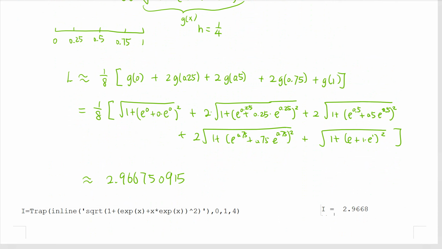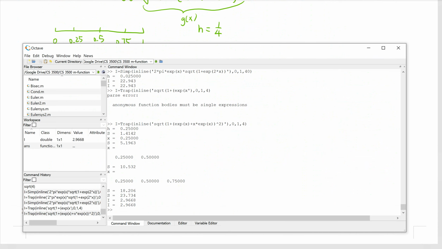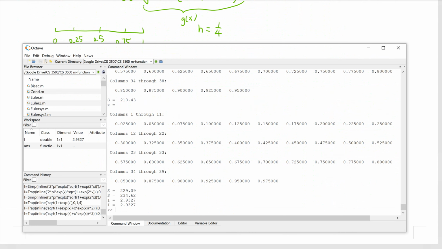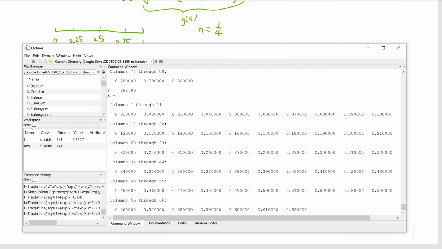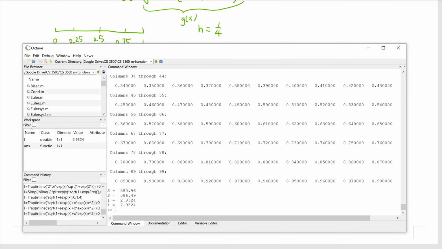Okay, so we can also increase the number of subintervals to get a more accurate answer. So the more accurate answer is 2.9327. So far so good, everybody. Oh, what happens if we increase it to like 100? Ooh, 2.9324. How about if we use Simpson's method? Just, okay, simp.